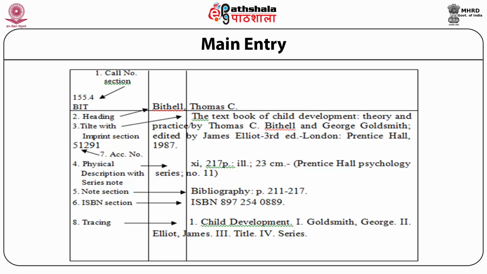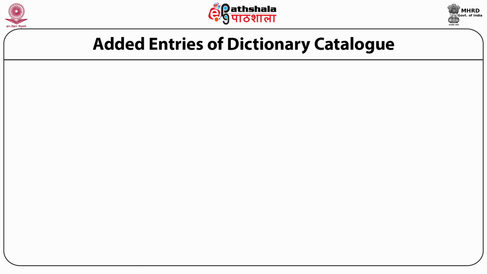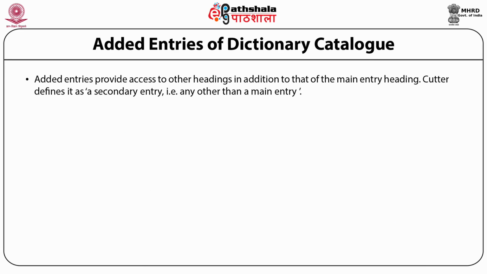Third, title. Fourth, series. Added entries of dictionary catalog. Added entries provide access to other headings in addition to that of the main entry heading. Cutter defines it as a secondary entry, that is, any other than a main entry. According to AACR-2R, added entry is an entry additional to the main entry by which an item is represented in a catalog, a secondary entry.